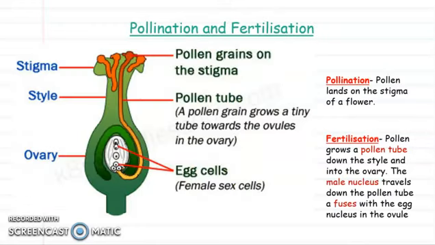In pollination and fertilization, pollination is when a pollen grain lands on the stigma of a flower. For fertilization to occur, the pollen grows a pollen tube down the style and into the ovary. The male nucleus travels down the pollen tube and fuses with the egg nucleus in the ovule.